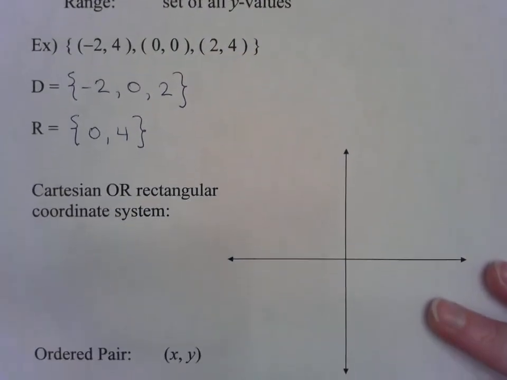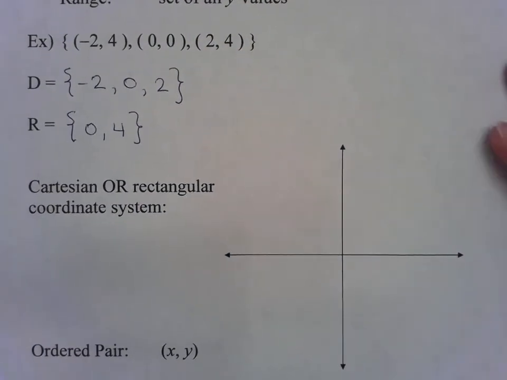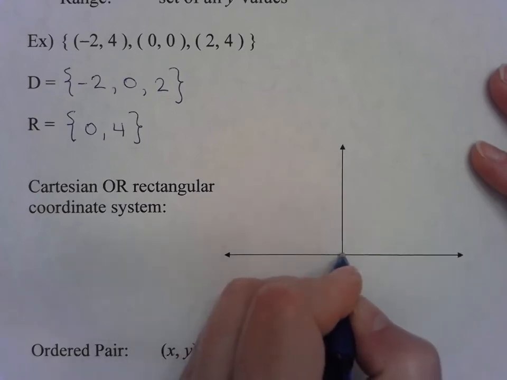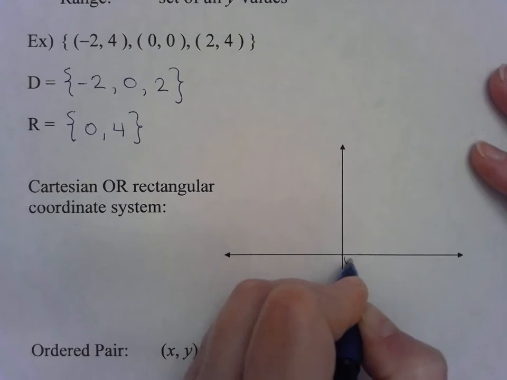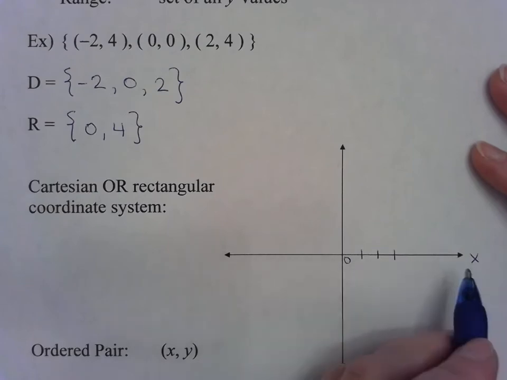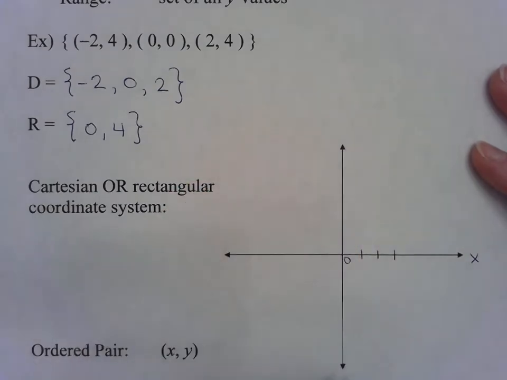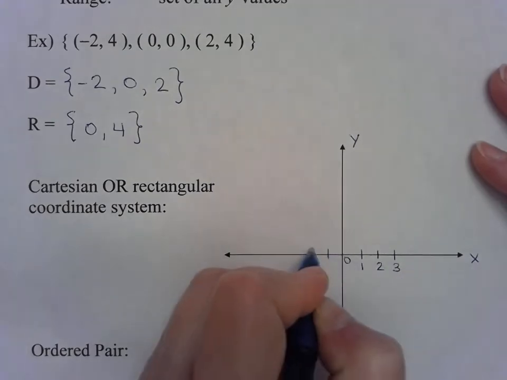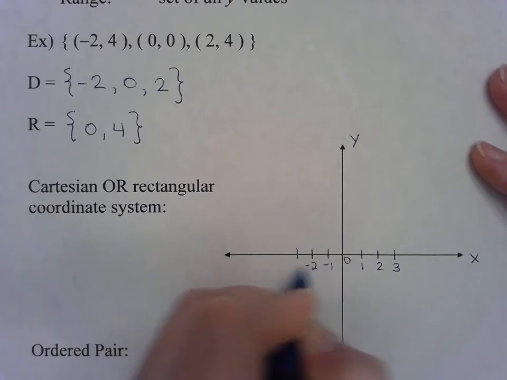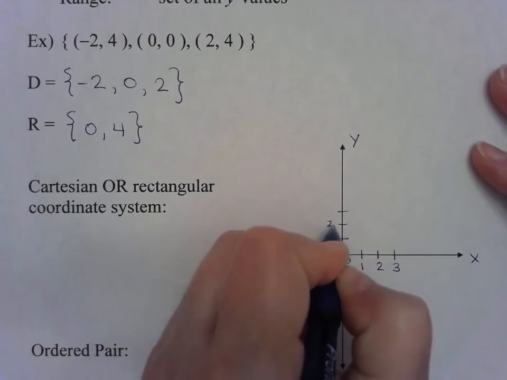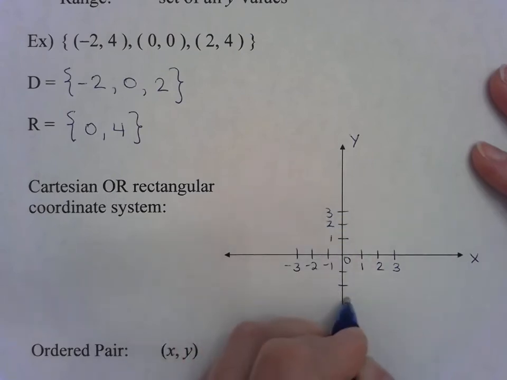This is a really basic review, so you may already have a pretty good idea of this, but I'm going to go through it anyway. This is our Cartesian coordinate system. The point in the very center is called the origin, or (0, 0), and the x-axis runs left to right, and the y-axis runs bottom to top. The positive numbers on the x-axis are on the right, negative numbers on the left. For the y-axis, positive numbers are on the top, negative numbers on the bottom.